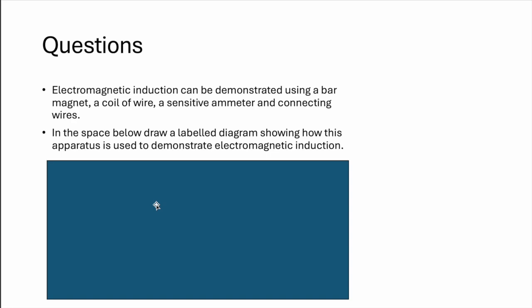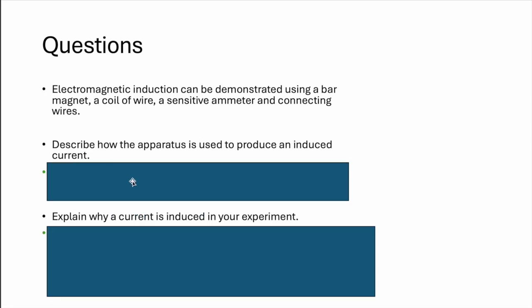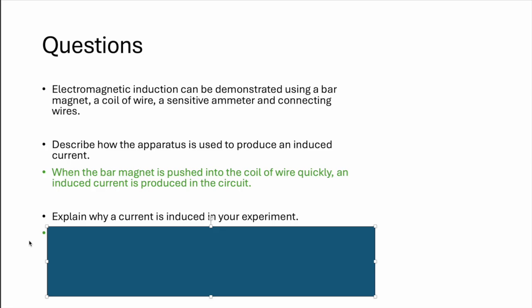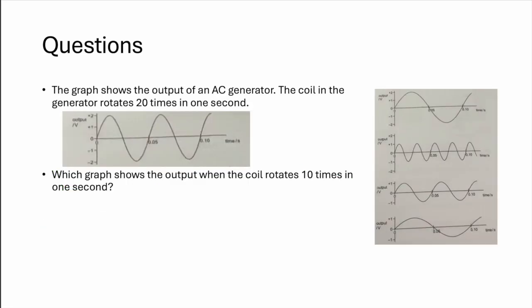Electromagnetic induction can be demonstrated using these items. In the space below, draw these apparatus out. Drawing of circuits is also a skill in physics, so this is how it's supposed to look like. Describe how the apparatus is used to produce an induced current. So therefore, when a bar magnet is pushed quickly into the coil, an induced current is produced. Okay, why? When it's pushed quickly, there is a change in magnetic linkage between the bar magnet and the coil of wire. Due to Faraday's law, an induced current is produced, causing an induced current to flow such that it creates an induced magnet to oppose this change.